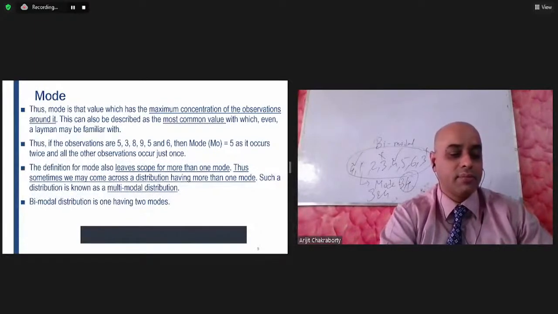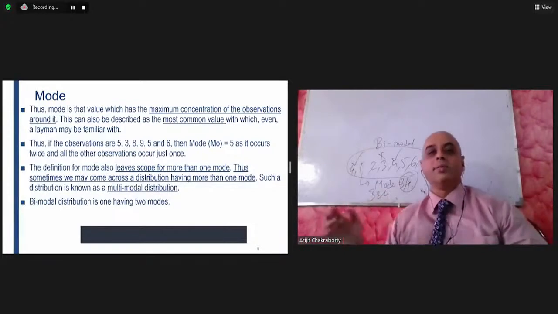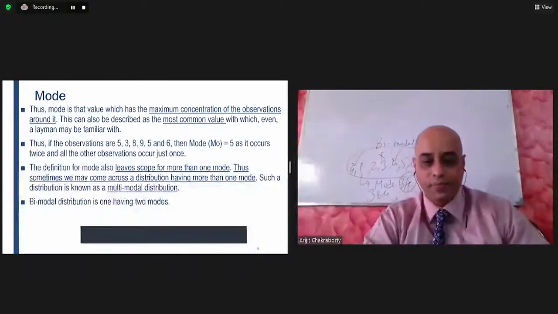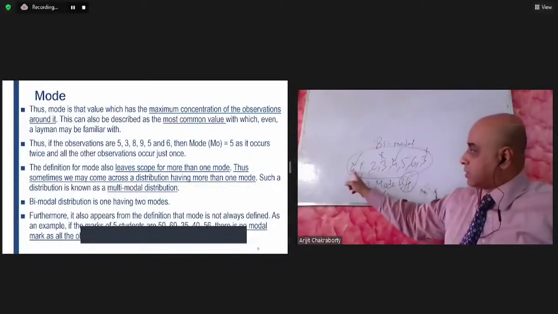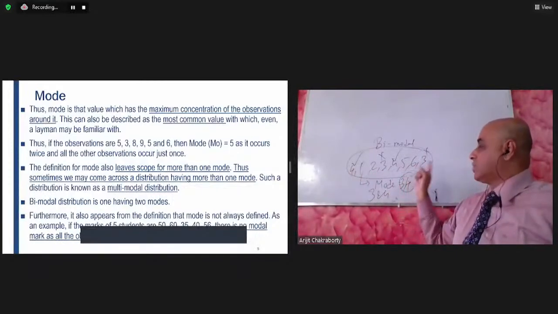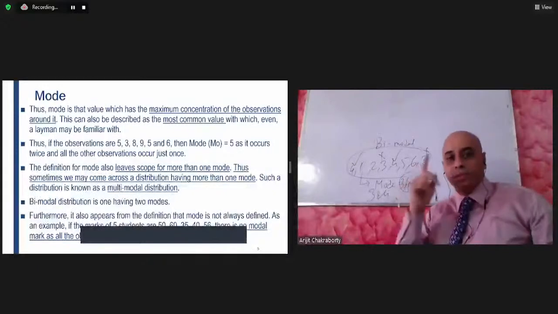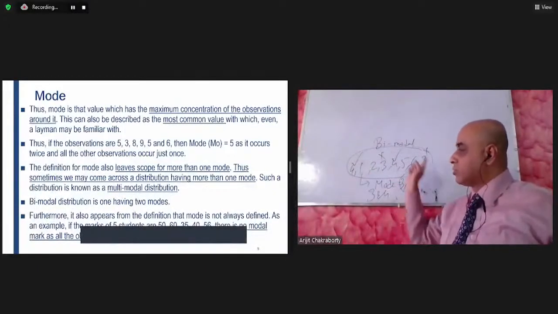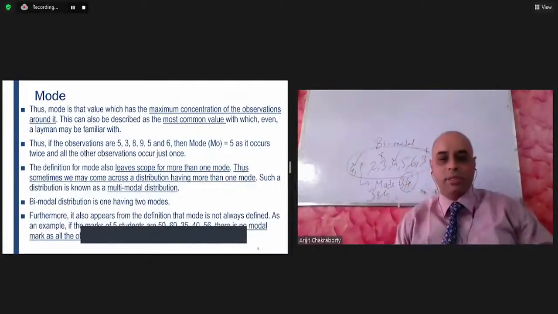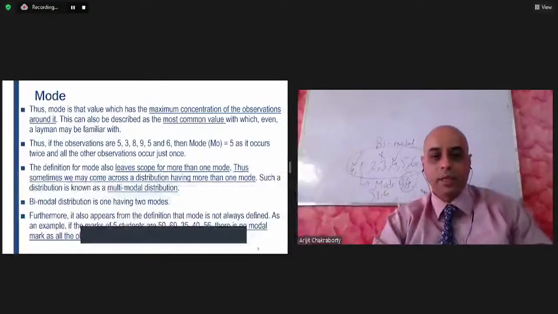Ankit Prasad has written bimodal answer. So bimodal means nothing but a distribution which has 2 modes. Like now you can see 3 and 4. The numbers are 4, 1, 2, 3, 4, 5, 6, 3. In these numbers, 3 comes 2 times, 4 comes 2 times. Therefore, this distribution is bimodal because it has 2 modes.